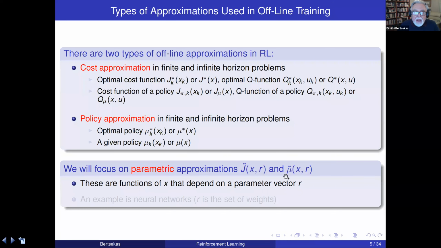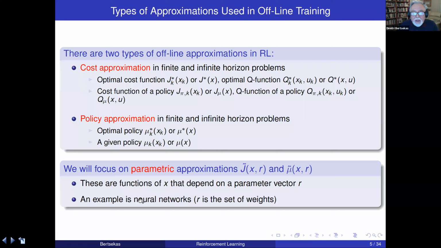And similarly for policies, we want to approximate mu with a member from a parametric class of functions that depend on x, but also involve a certain parameter. And by choosing the parameter, we can obtain different approximations. And the idea is to choose the parameter in some kind of optimal way or semi-optimal way that matches data that we have about this target function and this target policy.